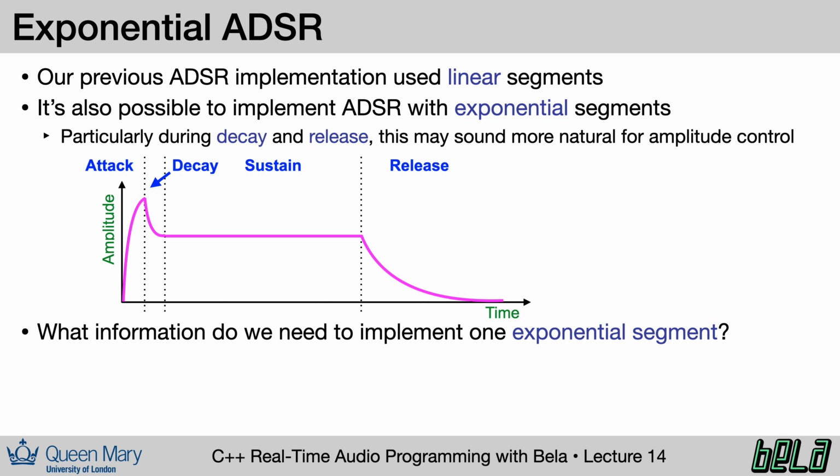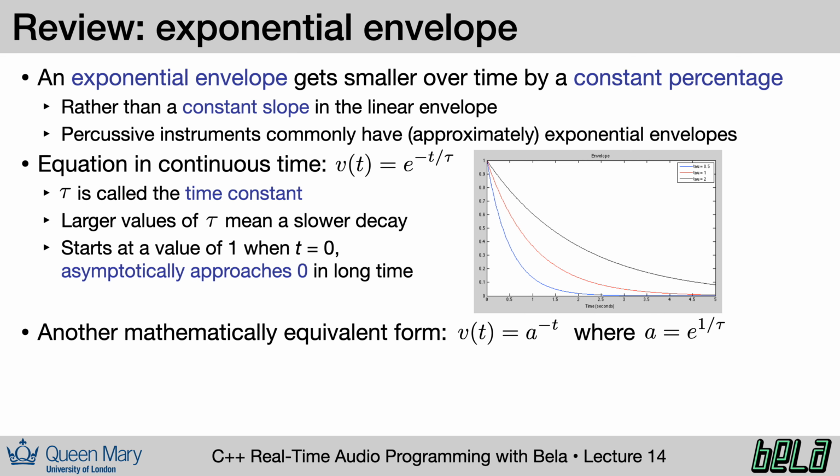Now, our question is, what information do we need to implement one single exponential segment? We need to know where we're starting, we need to know where the segment is ramping up to, and we need to know the time constant, which indicates how fast or slow the segment changes. Reviewing Lecture 12, recall that an exponential envelope is one that gets smaller over time by a constant percentage of its value, rather than by a constant slope. This envelope is a good simulation of the amplitude profile of percussive instruments.